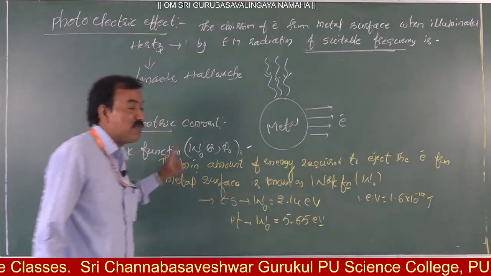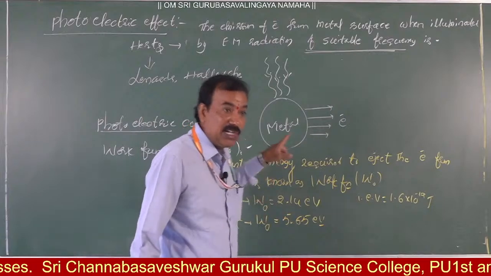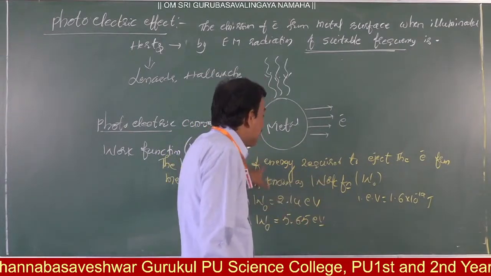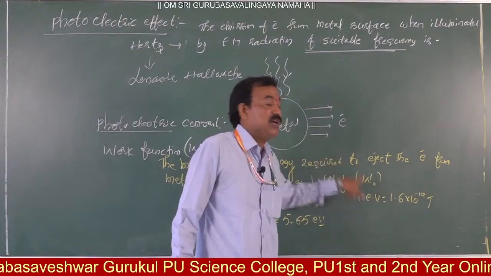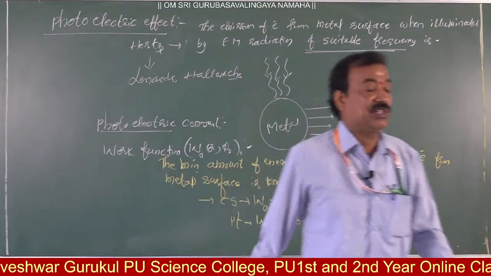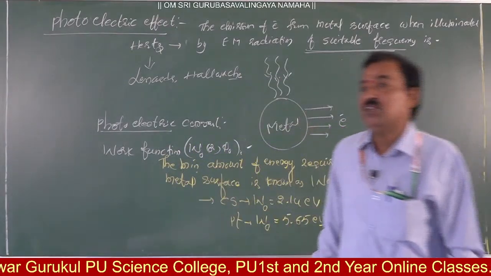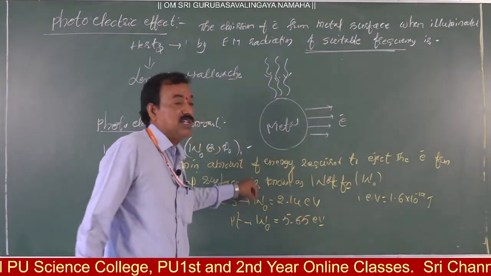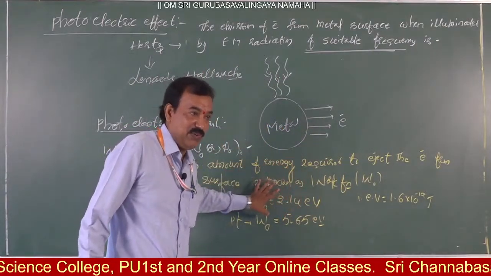The minimum amount of energy required to remove the electrons, to eject the electrons from the metal surface, is known as the work function. So this is one definition.